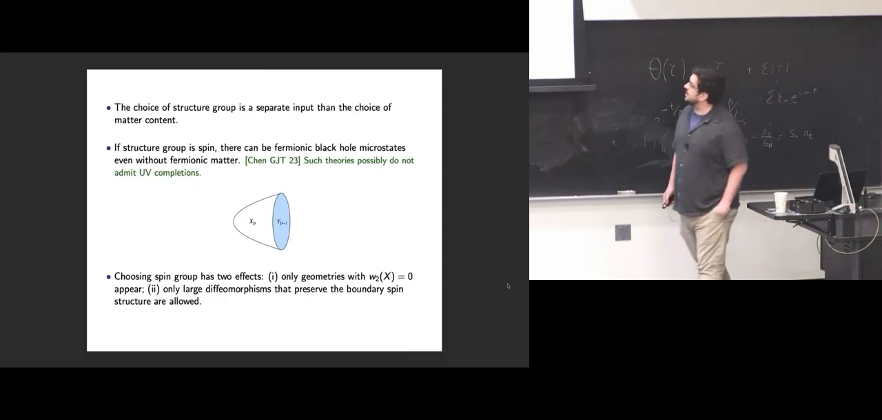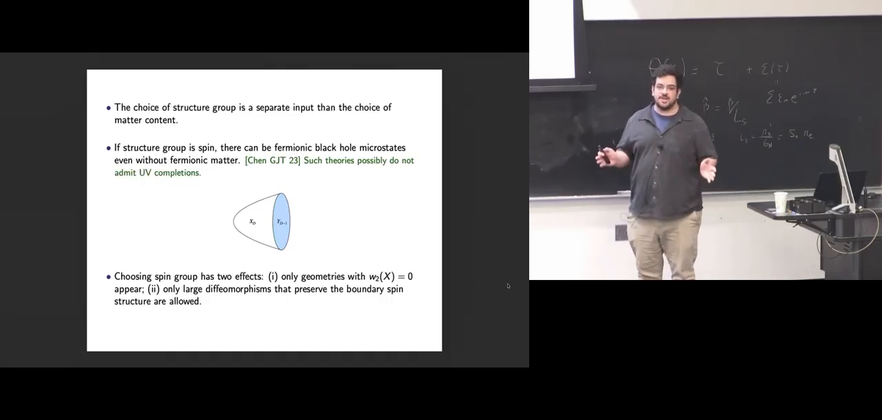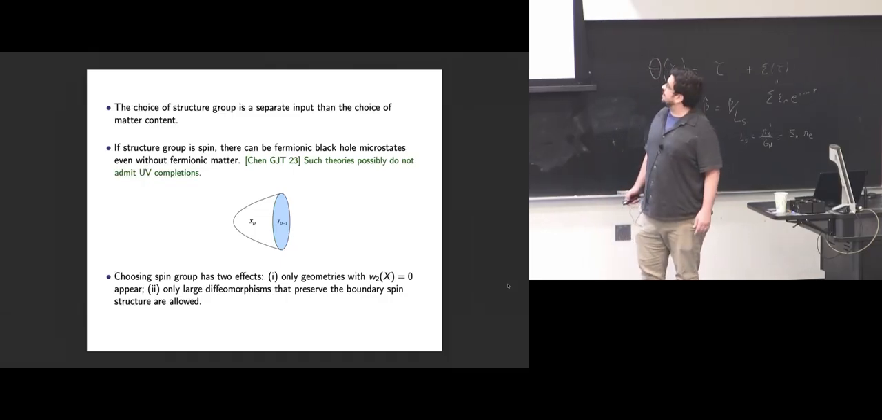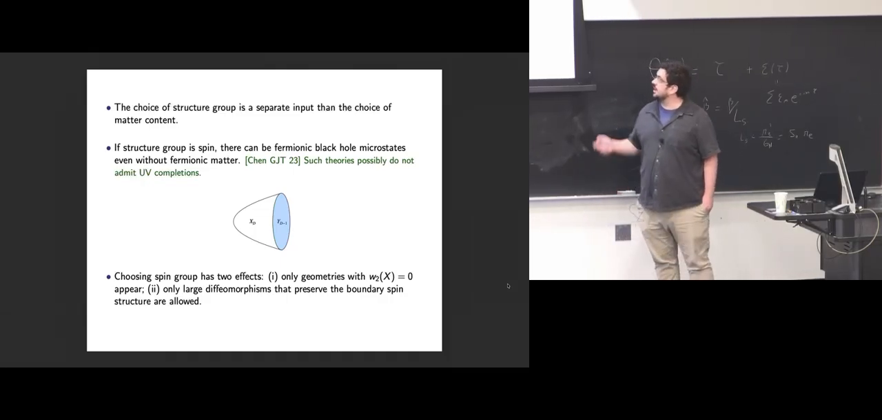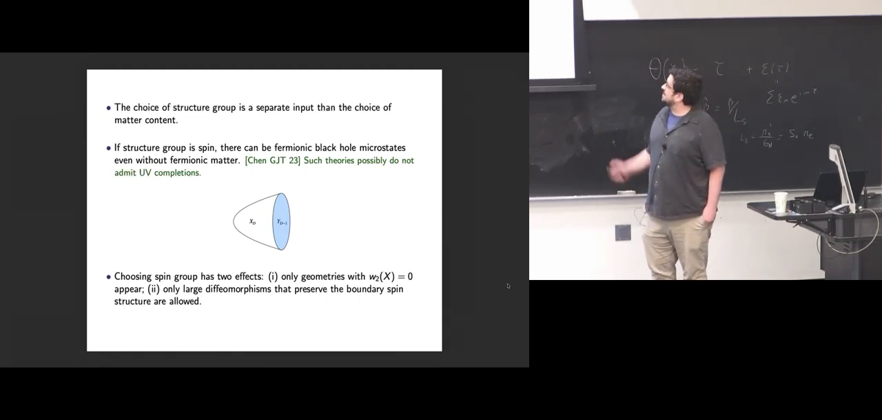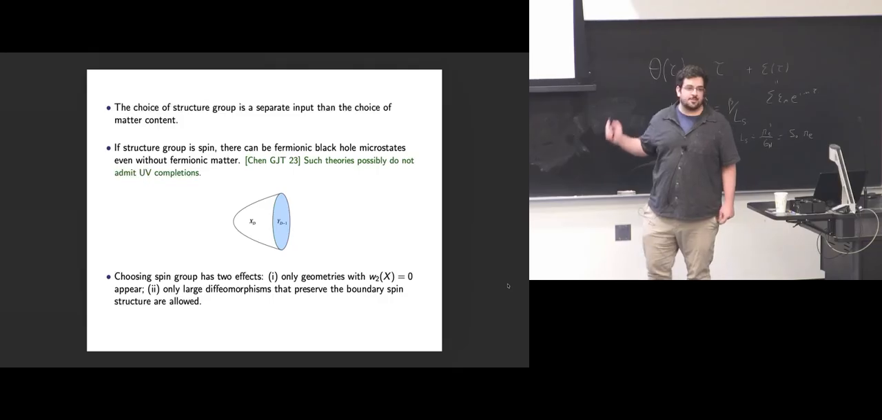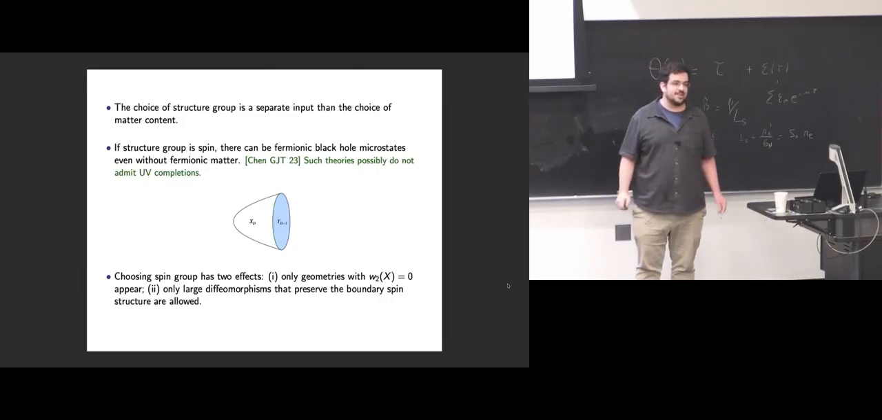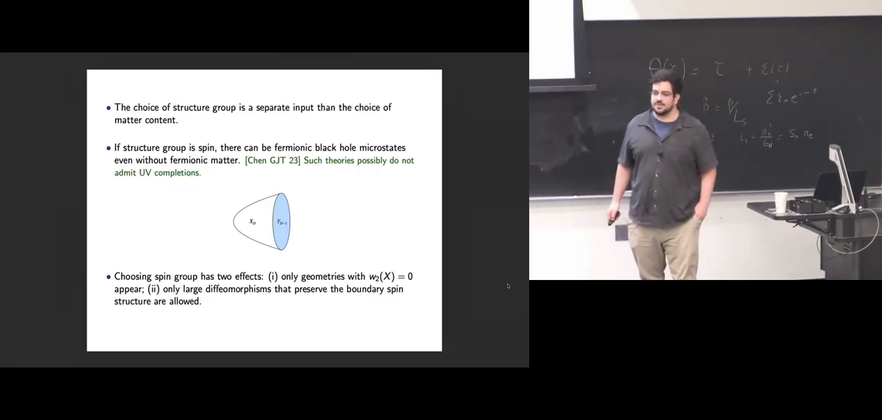Particularly if the structure group is spin, let's say, but you don't have any low energy fermionic matter, you can still have fermionic black hole microstates, which we studied in a paper with Yiming a couple of years ago. Now, such theories might not have UV completions, but at least it's an interesting implication of doing the gravitational path integral.